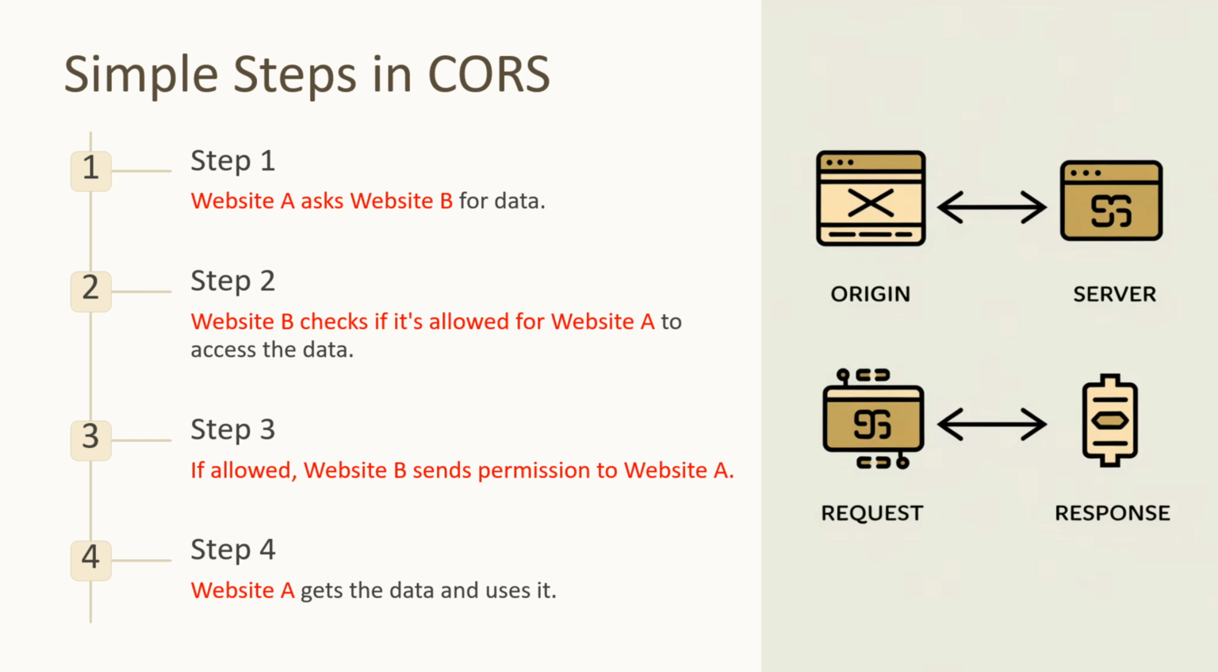Now we will see what are the steps involved in CORS. Step 1. Website A asks website B for data. Step 2. Website B checks if it is allowed for website A to access the data. Step 3. If allowed, website B sends permission to website A. Step 4. Website A gets the data from website B and uses it.